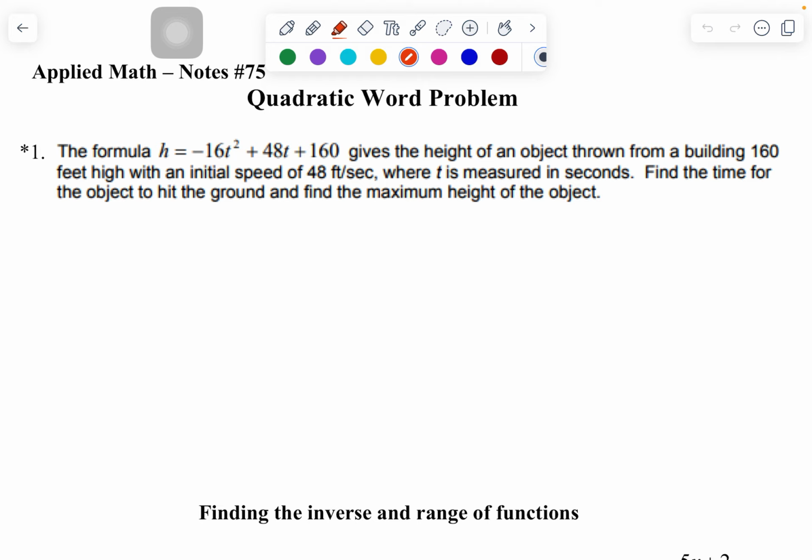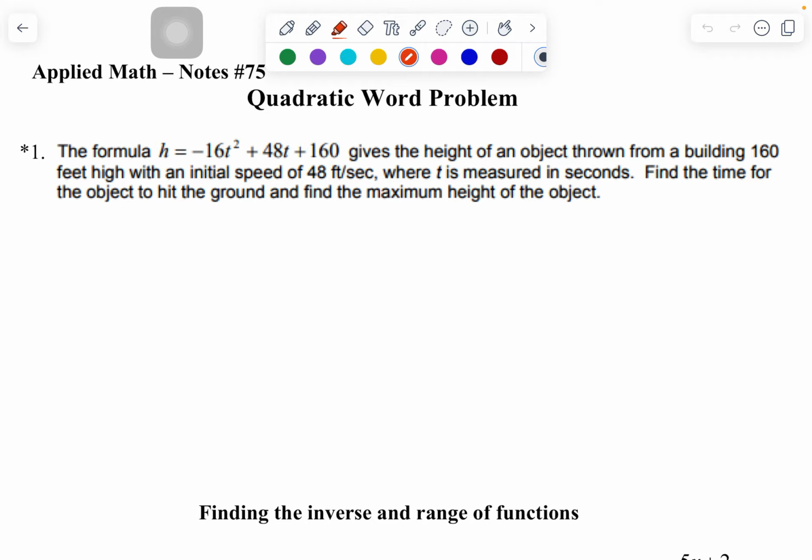All right, so at some point I'll split screen with the calculator. But I give you a formula. So we've got h is equal to negative 16t squared plus 48t plus 160. So nicely, it's in standard form. That gives the height of an object thrown from a building 160 feet high with initial speed of 48 feet per second, where t is measured in seconds. Find the time for the object to hit the ground and find the maximum height of the object.